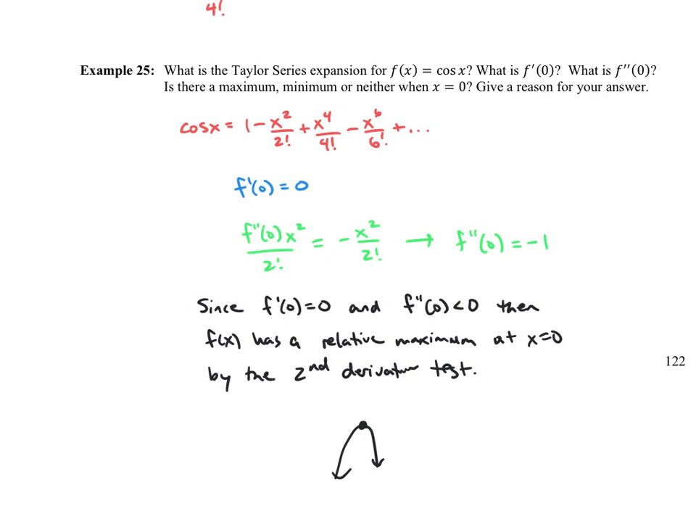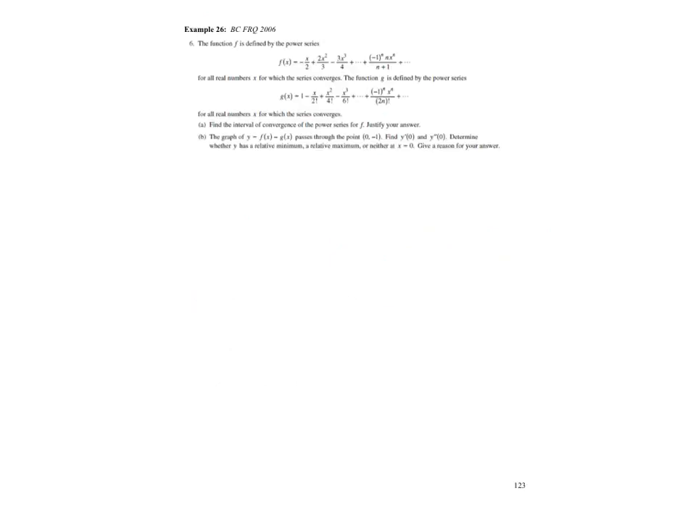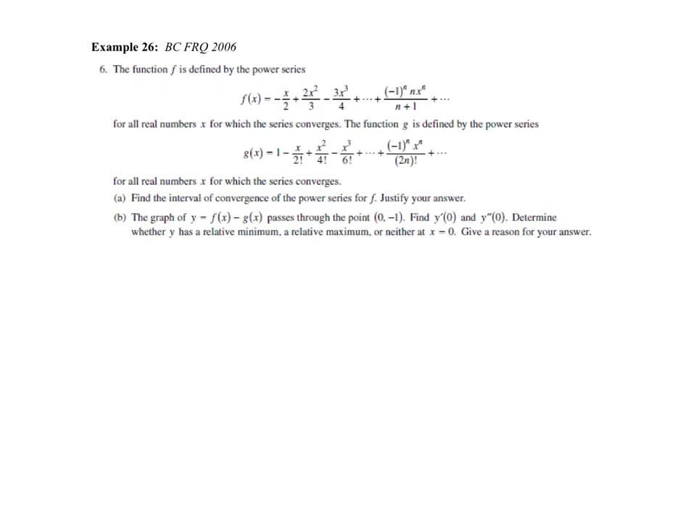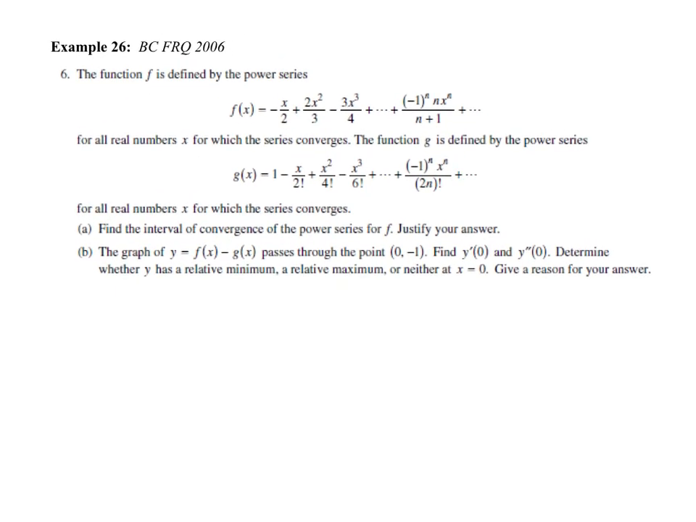Okay, let's move to the last page. All right, in this last example, what we're going to do is go through an FRQ, and this is a full FRQ. It's only parts A and B, but it is a 9-point FRQ, and it gives us two different series, one for F and one for G.